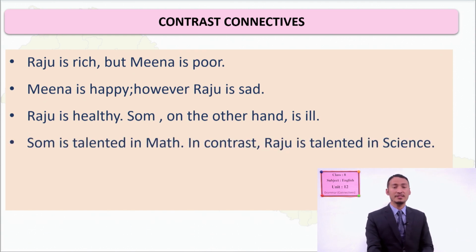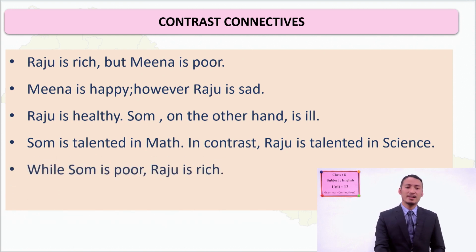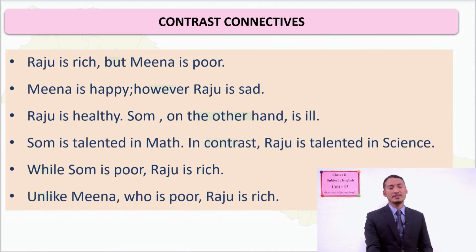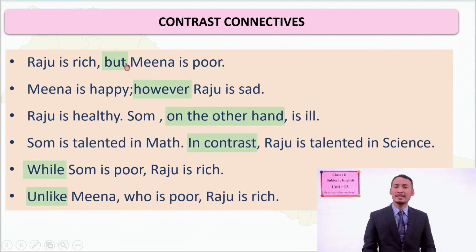In contrast, Raju is talented in science. While Som is poor, Raju is rich. Unlike Meena, who is poor, Raju is... Okay, here you can see contrast connectives. They show the differences between the two people or two situations.